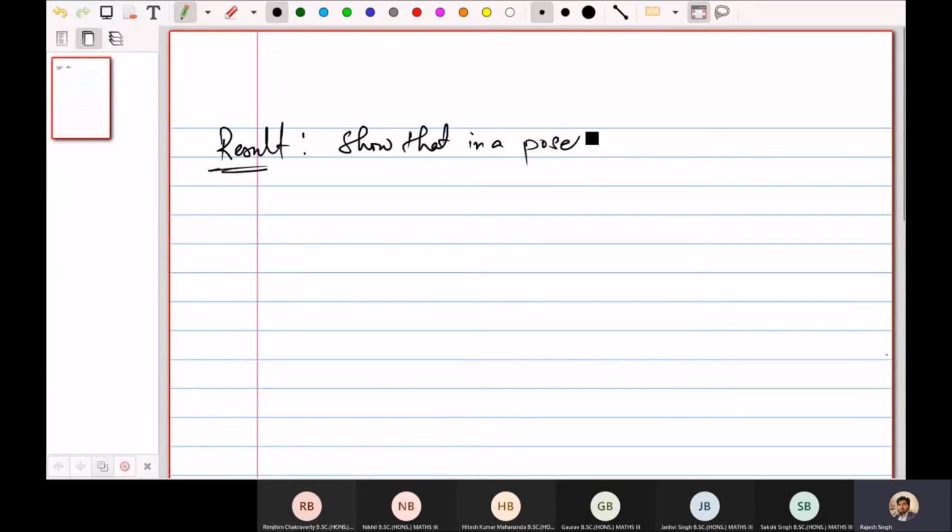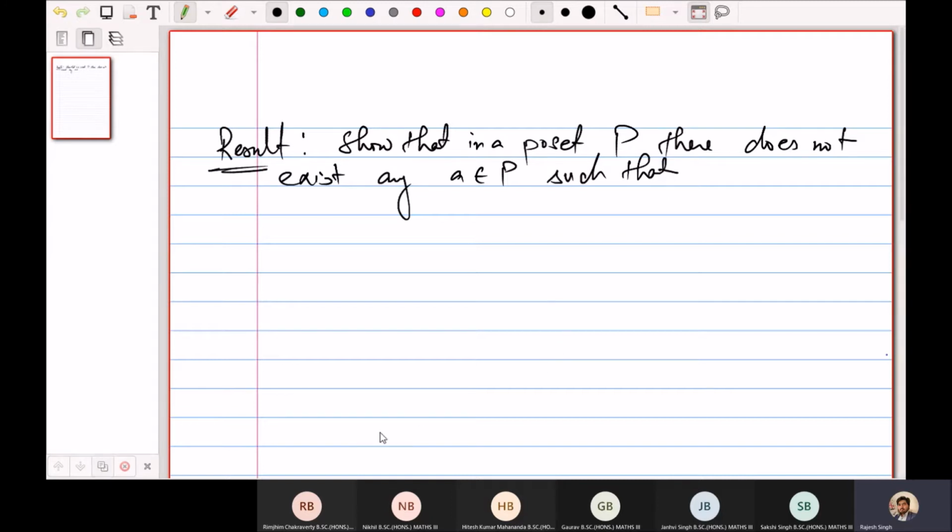The result is, show that in a poset P, (when I write P, it means there is some partial order relation less than or equal to, but we are not writing it, we are simply writing P), there does not exist any A belonging to P such that A is strictly less than A.